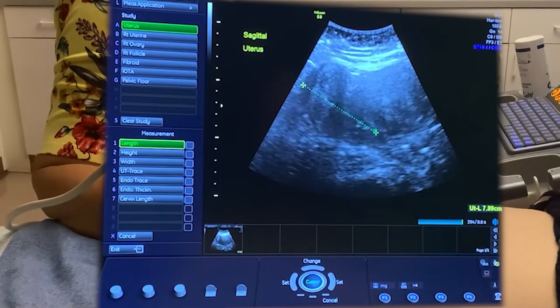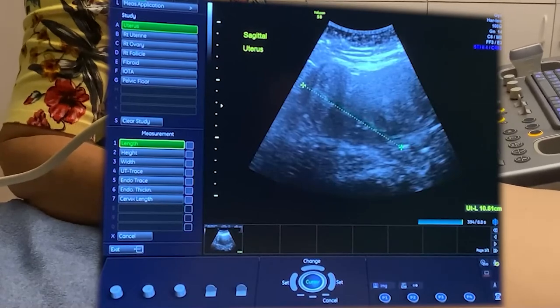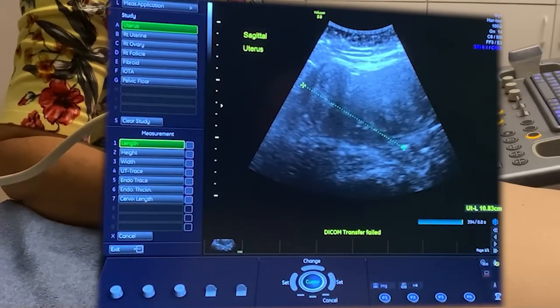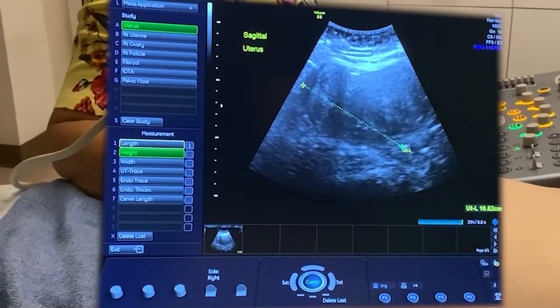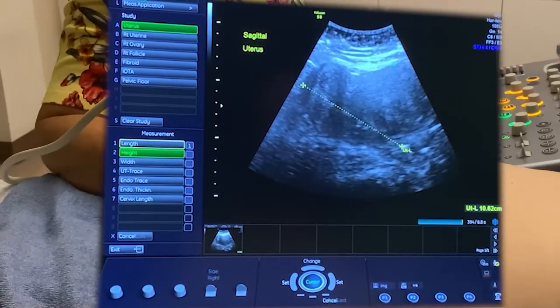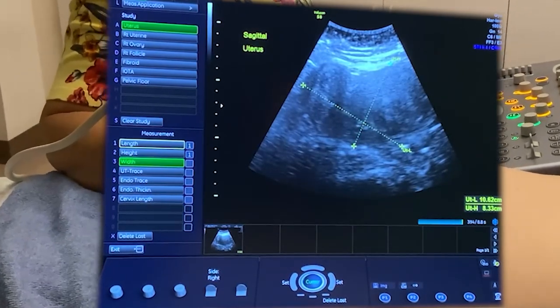I'm going to measure the length of the whole thing again. Because I want a volumetric measurement of the uterus, I'm going to exclude the cervix. I'm going to do the AP diameter, which is 90 degrees to that longitudinal image.